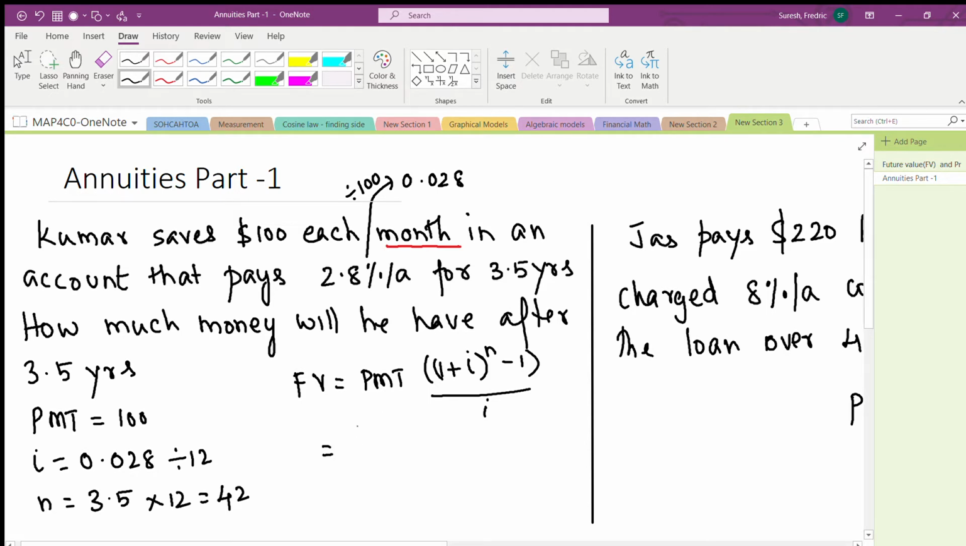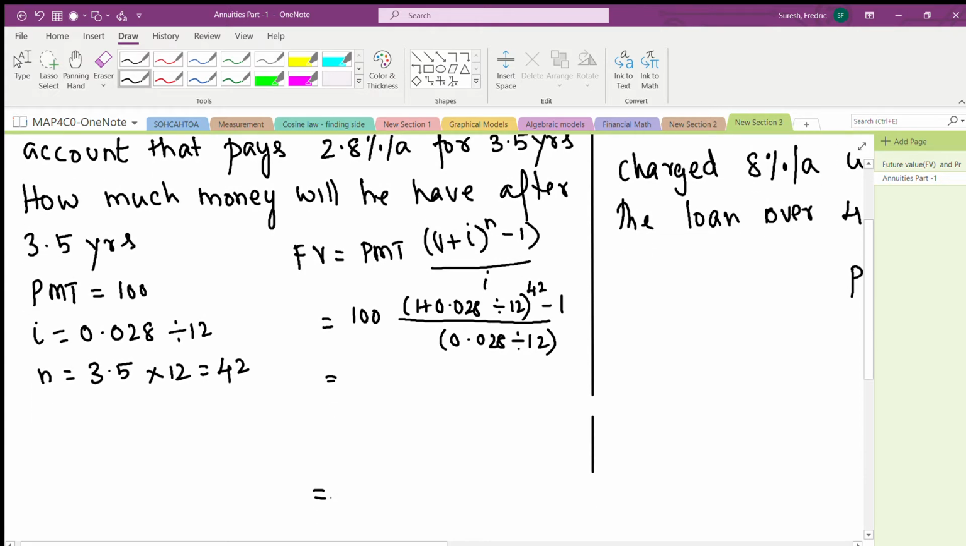So put all the numbers in here. Payment is $100, and then 1 plus 0.028 divided by 12, to the power of 42, minus 1, and the I is in the bottom as well, so it will be 0.028 divided by 12 in the denominator. So it looks very daunting, very confusing, like it's a lot of work. In fact, your calculator is going to do it so easily, and all you need to know is how to punch it into your calculator. If you know how to do that, it's very easy.